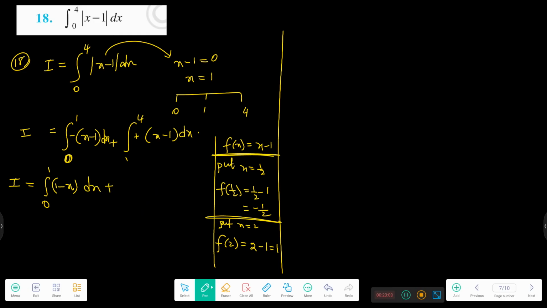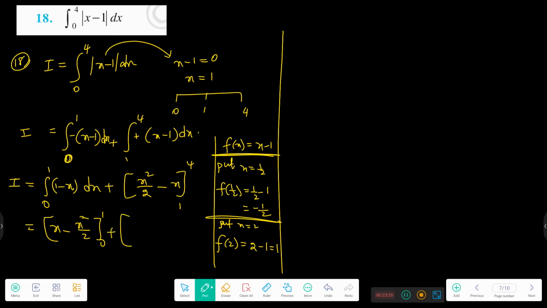You can take the integral for this. If you take the integral, what am I getting? x square by 2 minus x, limit 1 to 4. And for this you take the integral: 1 integral is x, minus x integral is x square by 2, limit 0 to 1.